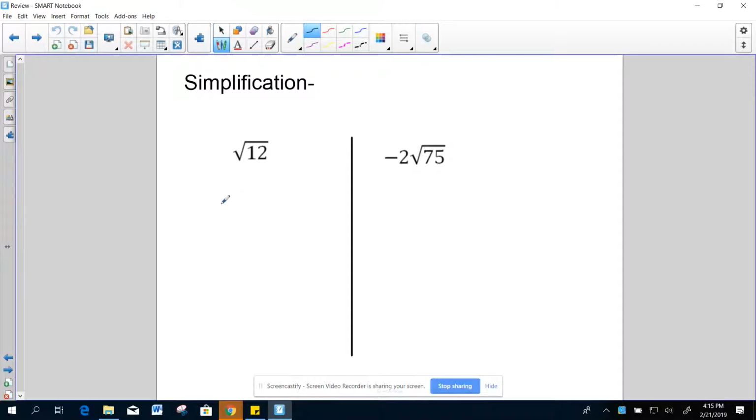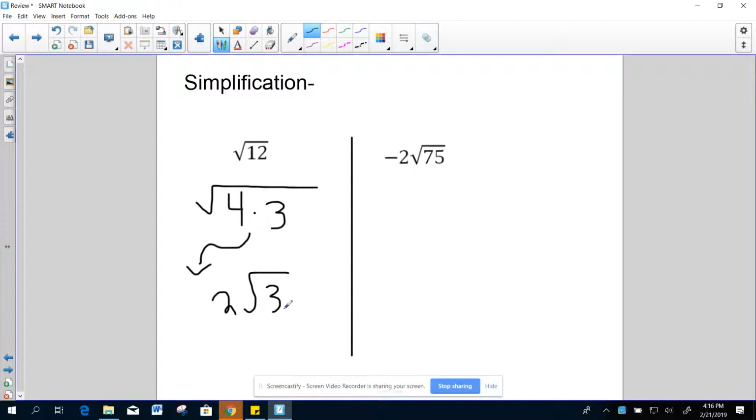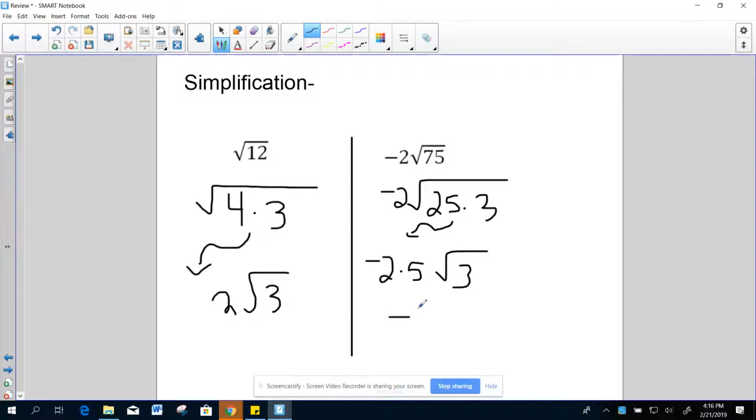I apologize, my markers are not working, so here we go. My radical would be 4 times 3. Square root of 4 comes out front. It's going to be 2 rad 3. My next one here, I have a negative 2 already hanging out front. It's going to stay put. I need to break down 75 into 25 times 3. Square root of 25 goes to the front, so I would now have negative 2 times 5 in the front. Rad 3. I would have negative 10 rad 3 as my solution.